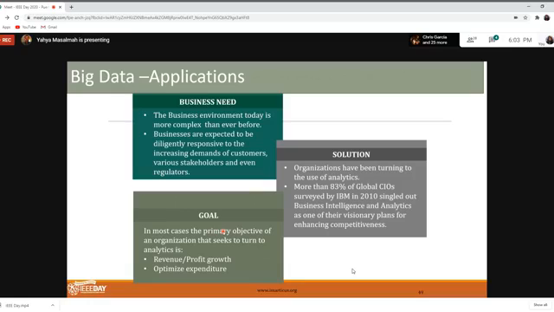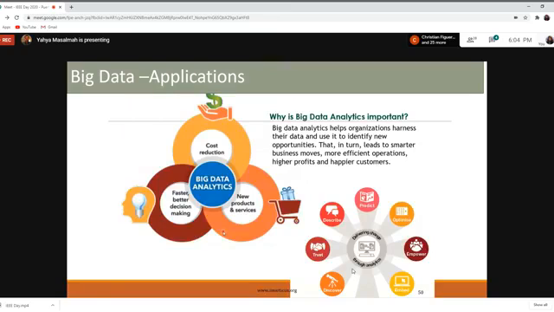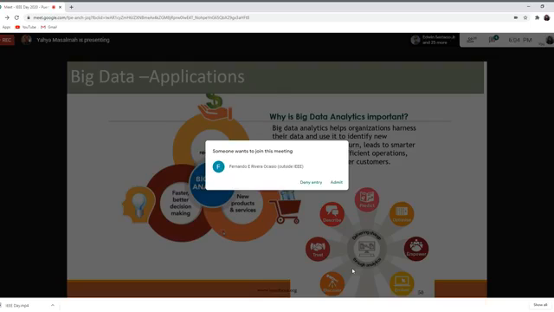Data analytics to improve and to make correct decisions about their business. So this is mainly what we would like to say about big data alone.